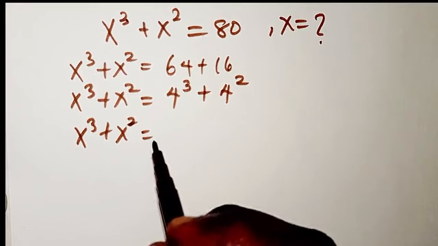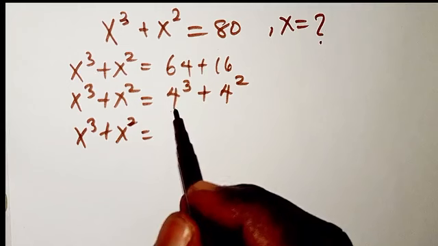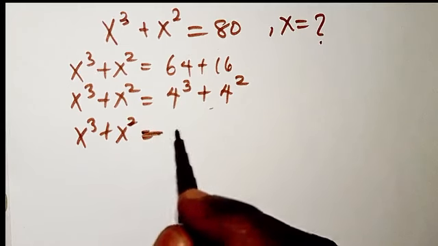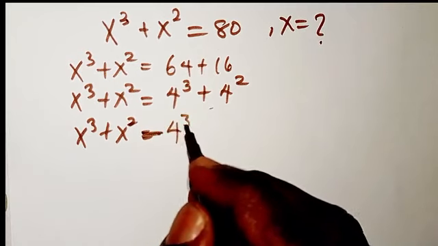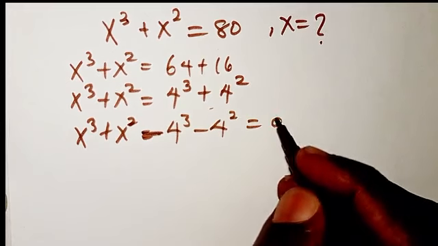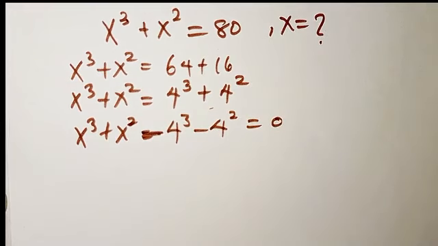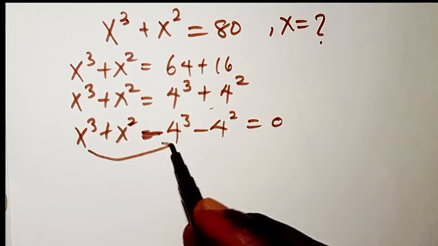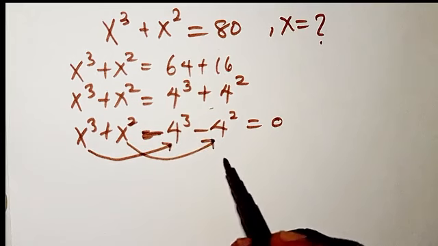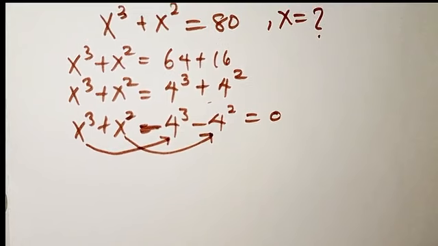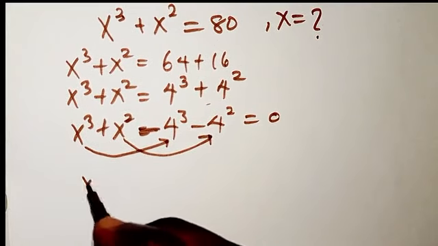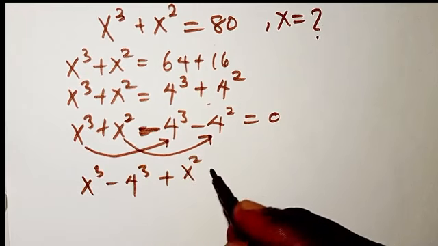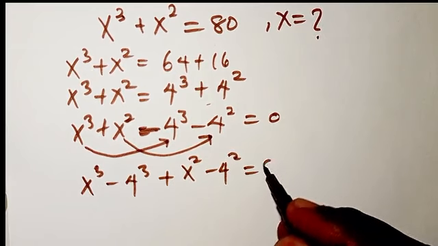We can transpose this to the left hand side. So instead of writing the equal sign here, let me write minus 4 to the power 3, then minus 4 to the power 2, then equals 0. Are you following now? You can see this is having power 3, this is having power 3. Let's collect this together. So now we have x to the power 3 minus 4 to the power 3, then x to the power 2 minus 4 to the power 2 equals 0.